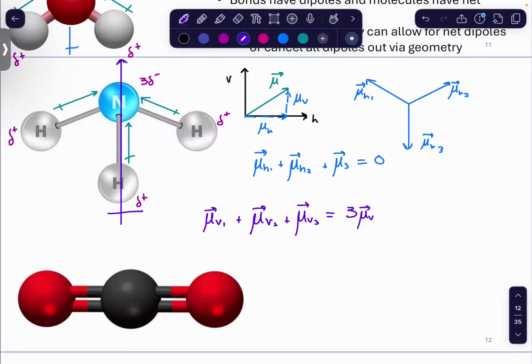But we can go back to carbon dioxide. And of course, we said the oxygens are delta negative. You have a 2 delta positive for the carbon. So since that's the positive region, your dipoles are going to point towards your oxygens. Now you can see here we have 2 carbon-oxygen dipoles pointing the exact opposite direction. So they're equal and they're pointing the opposite direction.